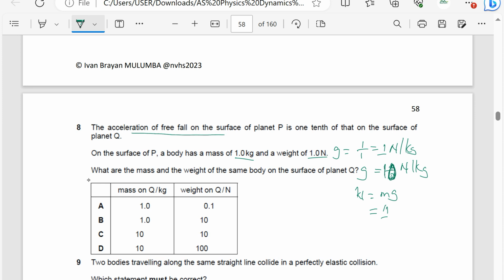The acceleration of free fall on planet P is a 10th. g on P is 1/10 of g on Q, which means g on Q is going to be 10 times g on P, and g on P is 1, so this is 10. So the weight here is going to be the mass, which is 1 kilogram, times g, which is 10. So the weight should be 10, not 100, not 0.1. The mass remains the same, so it is not 10. So the answer is going to be B.